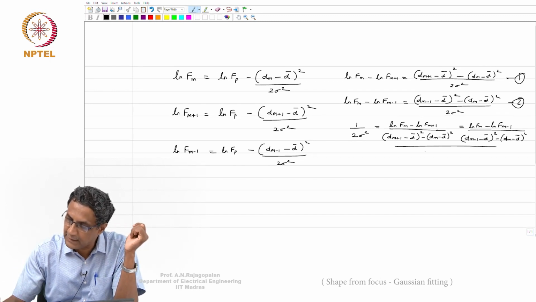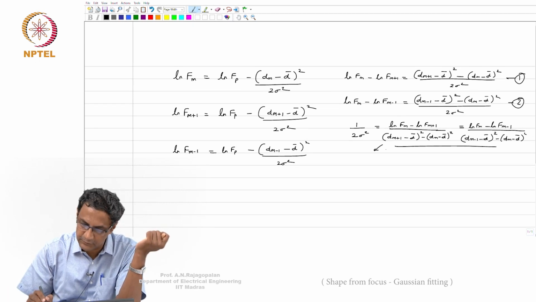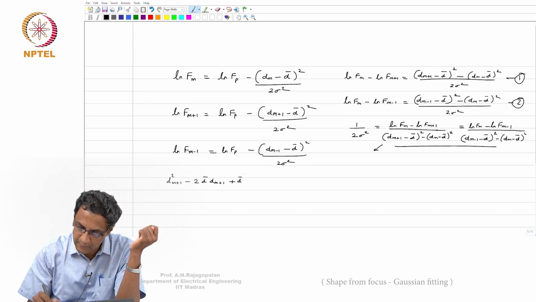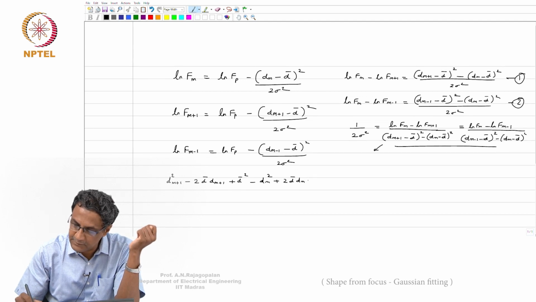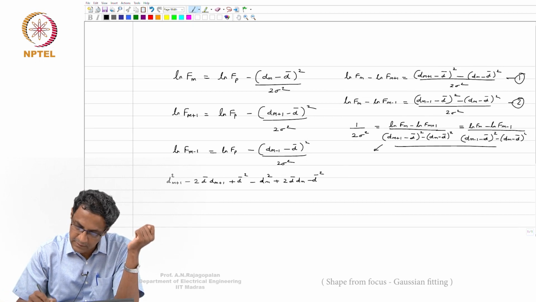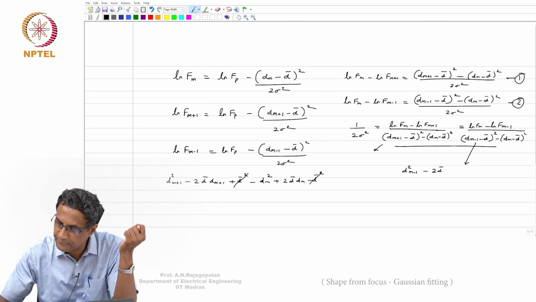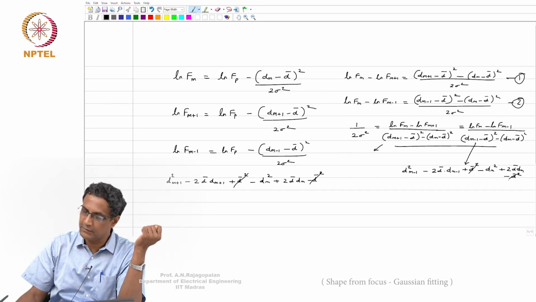Right. So now if we simply expand the denominator, what do you get? You get d square m plus 1 minus 2 d bar dm plus 1 plus d bar square minus dm square plus 2 d bar dm minus d bar square. So the d bar square gets cancelled out and you are left with this. Similarly, if we take this denominator, we will have d square m minus 1 minus 2 d bar dm minus 1 plus d bar square minus dm square plus 2 d bar dm minus again d bar square. So here also the d bar square will cancel off.